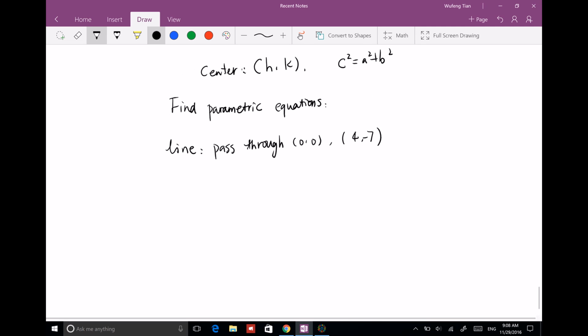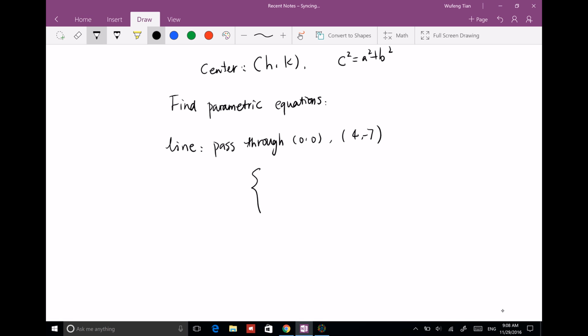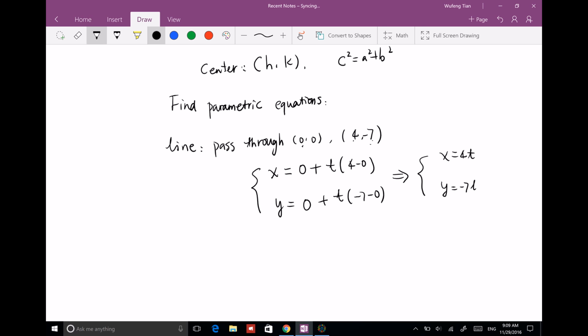So here, the parametric equation for x equals x1, which is 0, plus t times the change of x, which is 4 minus 0. So y equals, starting from 0, t times the change of y, which is negative 7 minus 0. So the parametric equation is going to be x equals 4t, y equals negative 7t. Okay.